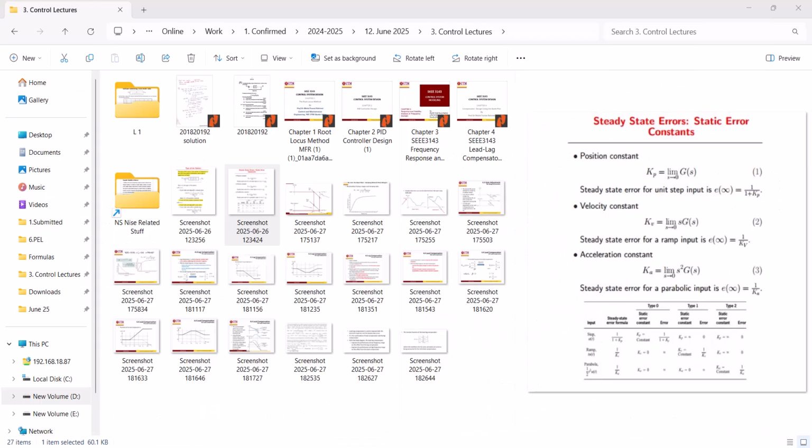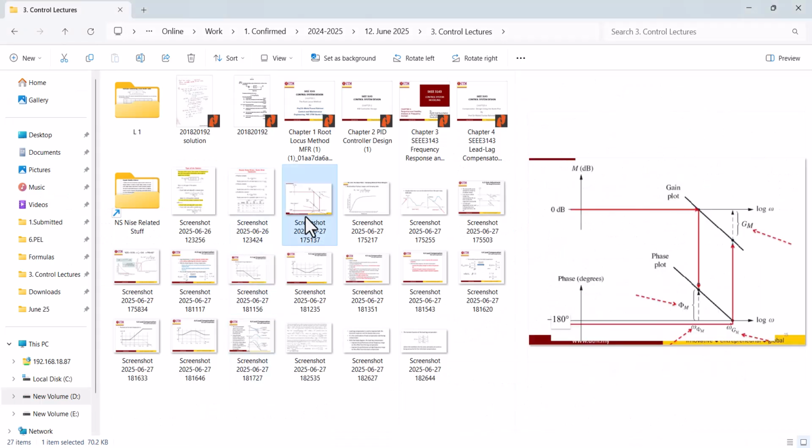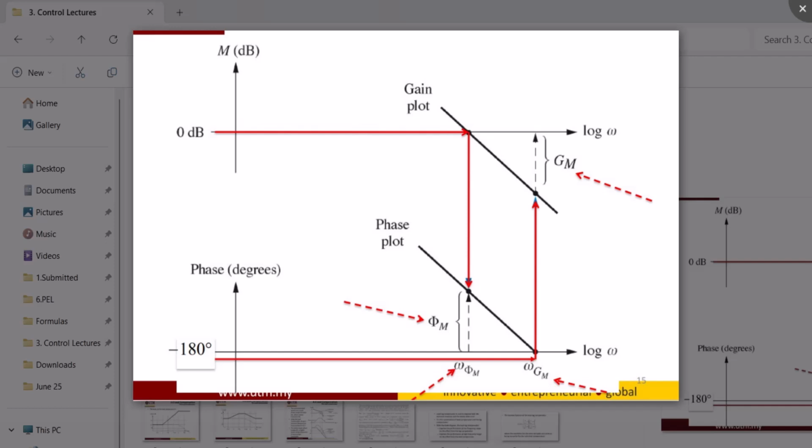So before proceeding further, let us first briefly revise some concepts: what is gain margin and what is phase margin. This is a basic Bode plot. We have the log of omega, or the frequency, along the x-axis, and there are two graphs, one for the magnitude in dB and the other for the phase in degrees on the y-axis. So we plot these together.